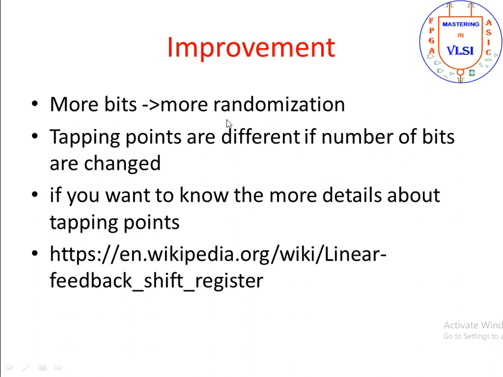What are the further improvements? If we want more randomization, we have to go for more bits. Tapping points are different if the number of bits is changed. If you want to know more details, go to the Wikipedia page on LFSR, where you can find the tapping points for any number of bits and use them in your programming.